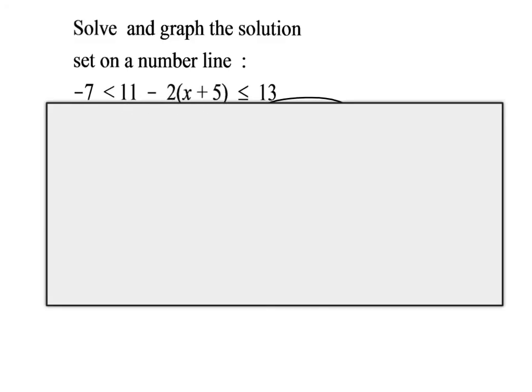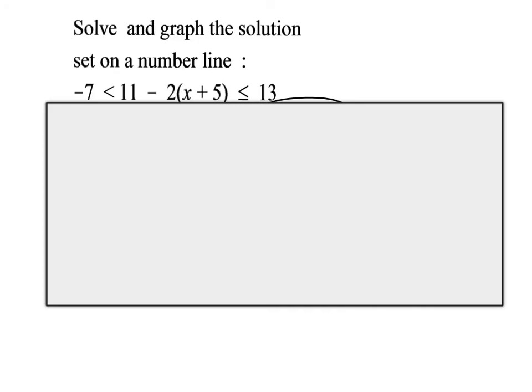Negative 7 is less than 13. If that's a true statement, then I'm going to be able to go ahead and work this out. If it was a false statement, I could stop right there and say no solution. All right. Most of the time, you will have less than signs on a compound inequality that's an and. So I'm going to go ahead and work this out a little bit different, all at the same time.